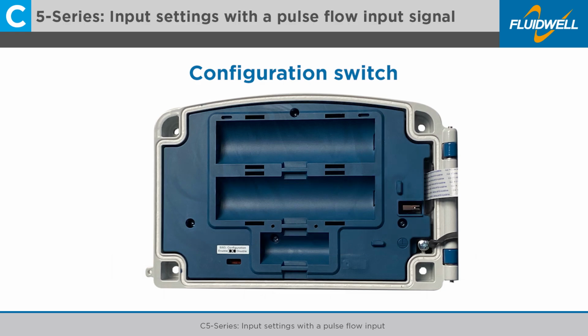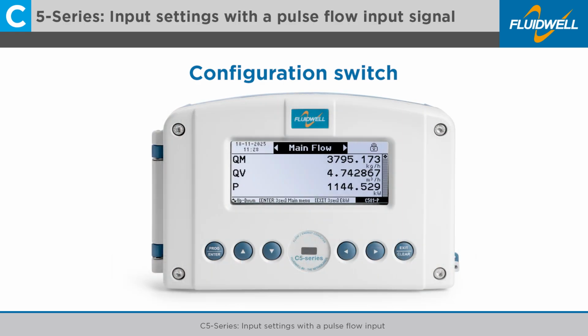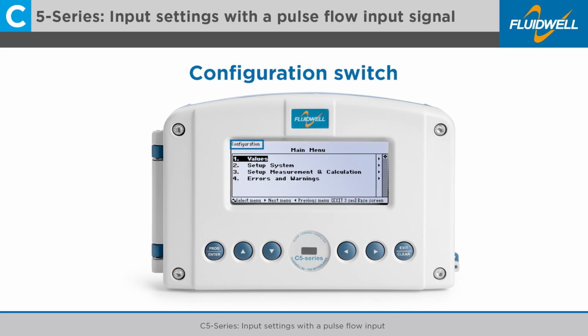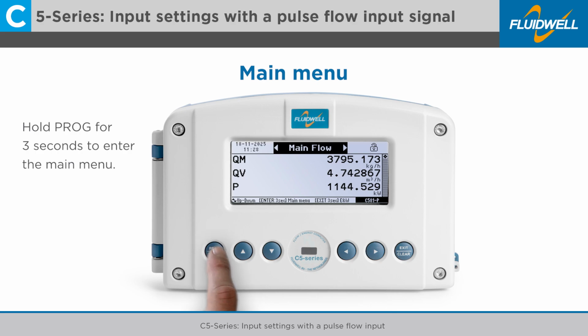A configuration switch at the inside of the enclosure locks all settings in the configuration menu, so an operator can only view the settings and cannot change them. When the switch is unlocked, the configuration mode is indicated in every menu at the top left. You can enter the main menu by holding the prog key for 3 seconds.